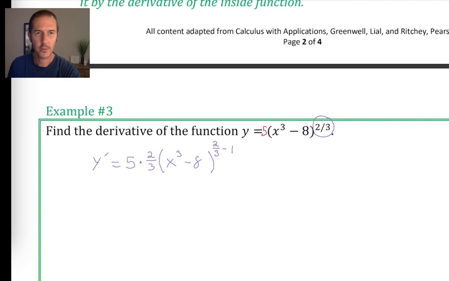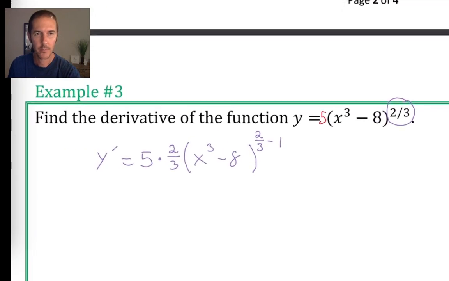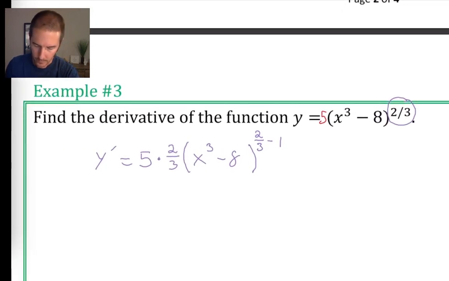So the inner function is x to the 3rd minus 8. So let's multiply by 3x squared minus 0 if you want. The derivative of a constant value is 0. So if that's helpful for you to have that minus 0 in there, that's fine.